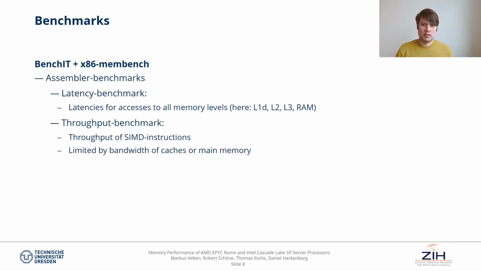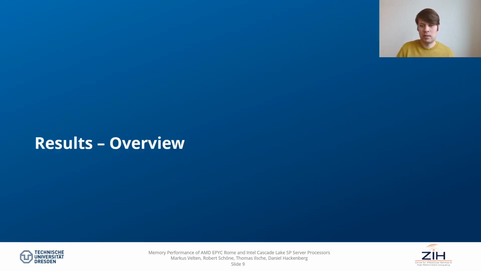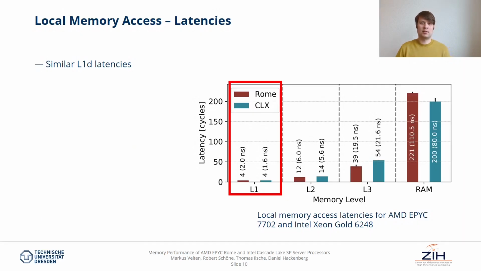We used benchmarks written in assembler. The latency benchmark can be configured to access local memory as well as remote memory in all memory levels. And the throughput benchmark analyzes the throughput of SIMD instructions via the floating point units, which is obviously limited by the bandwidth of the caches or main memory. Therefore, we use that benchmark to analyze their bandwidth. With that, let's take a look at the local memory access latencies.